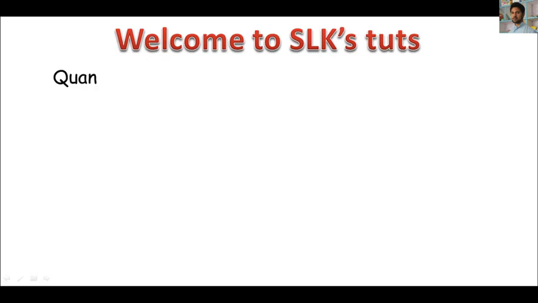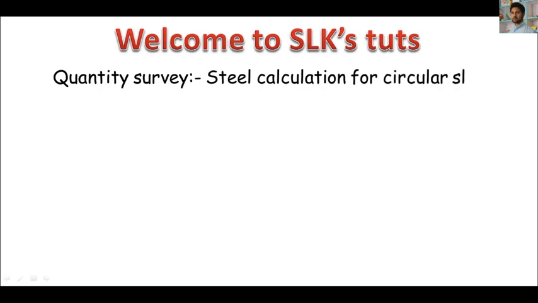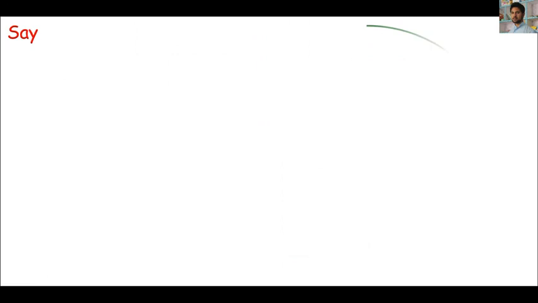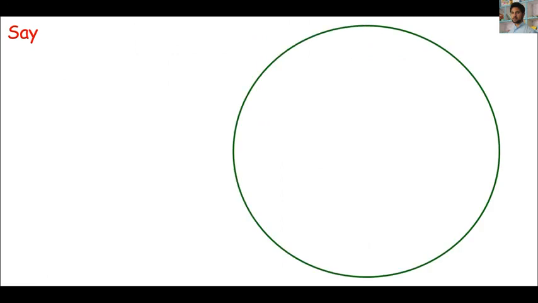Alright, here in this section we'll be talking about steel calculations for a circular slab. It's quite simple and it's the same method we use for a common rectangular or square slab. Let me assume this is a circular slab, or you can assume this is a circular slab for a water tank.